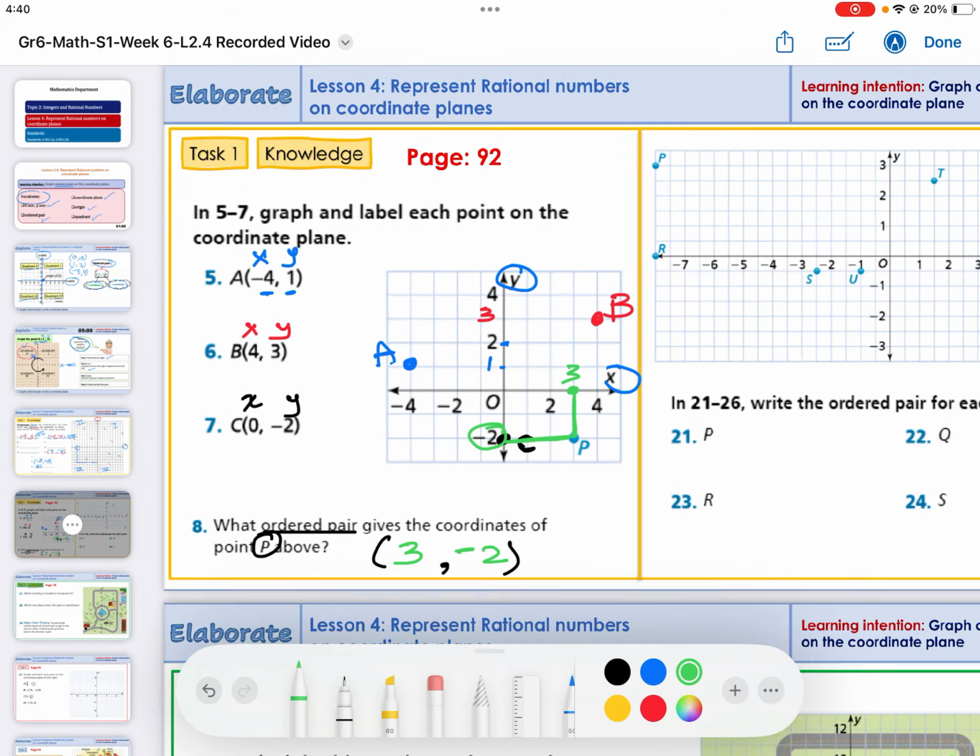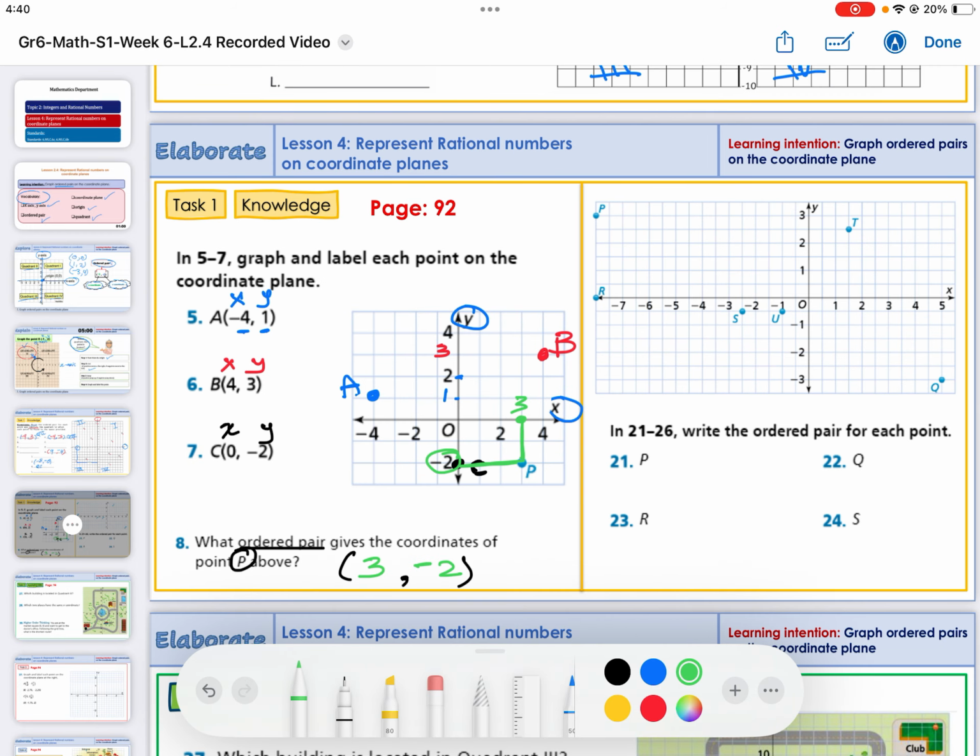Okay? So in this lesson, again, I repeat, you're requested to do 3 things. Graph on the coordinate plane. Write the ordered pair for the given points. And number 3, identify the quadrant. Identify the quadrant if they're asking you.